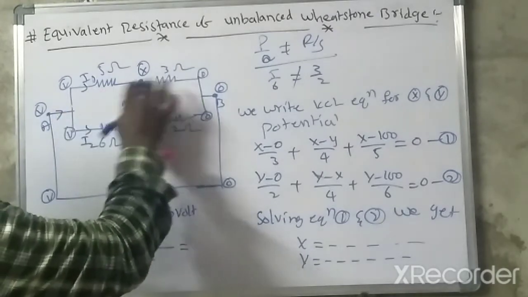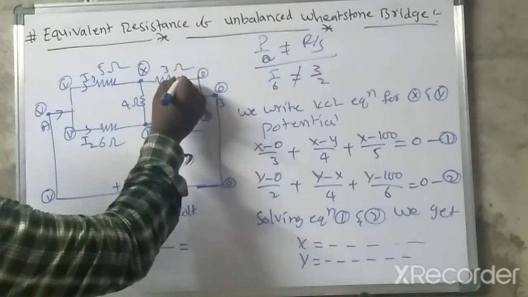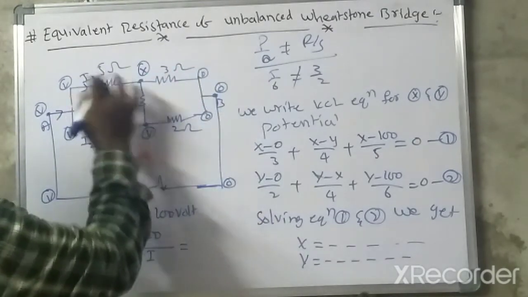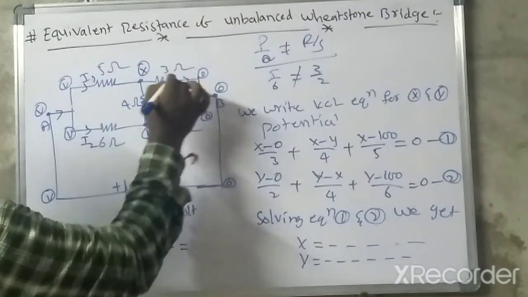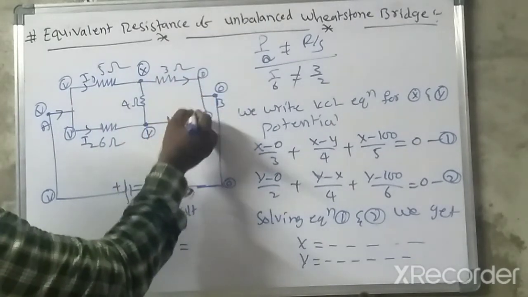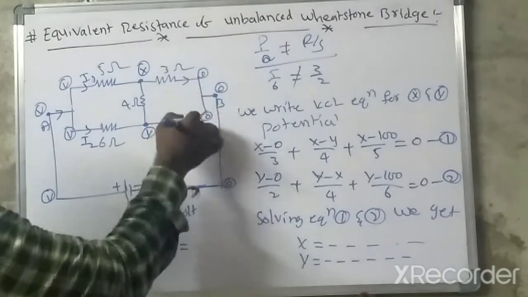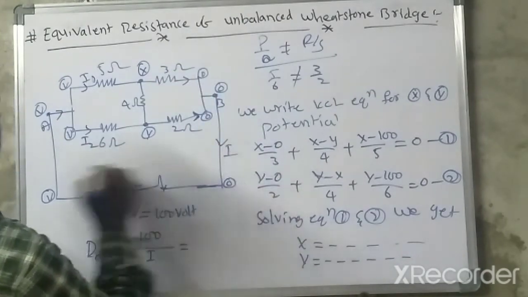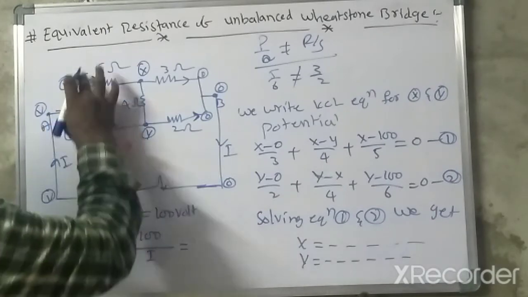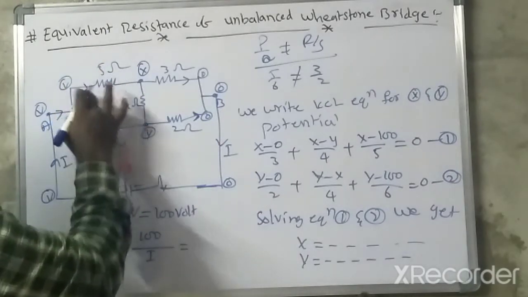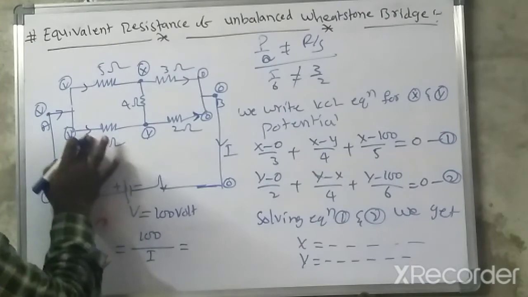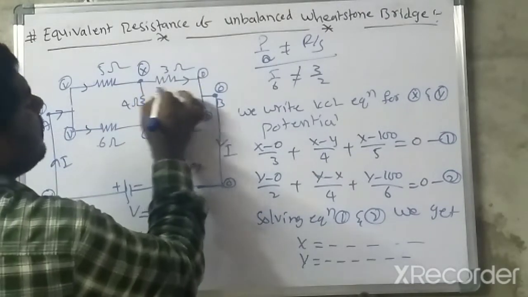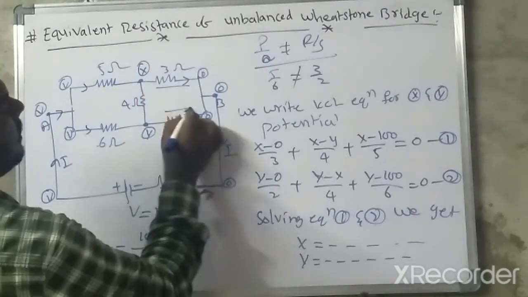So the current moves in this way. Here is one more current, the next current and this current. So the total current I enters the B side. Here the current is also I, again here the current is I. So you may find this current and this current.